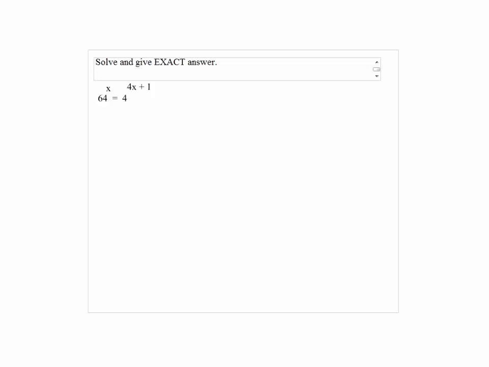Solve and give exact answer. 5 to the x power equals 125. Now 125 could be divided into 5 times 25, and 25 could be divided into 5 and 5. So we can rewrite 125 as 5 cubed. Since bases are the same, exponents must be the same. So the answer will be x equals 3.